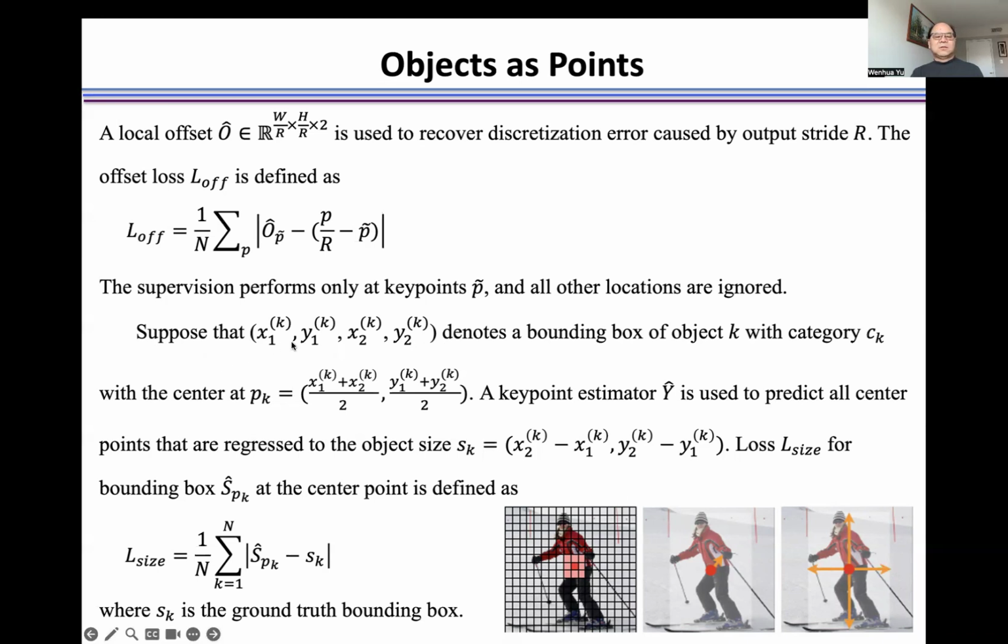Suppose that X1, Y1, X2, Y2 denotes a bounding box of object K with the category C K with the center at P K. A keypoint estimator Y hat is used to predict all center points that are regressed to the object size S K. Loss L size for bounding box S hat at the center point is defined as here, where S K is the ground truth bounding box.